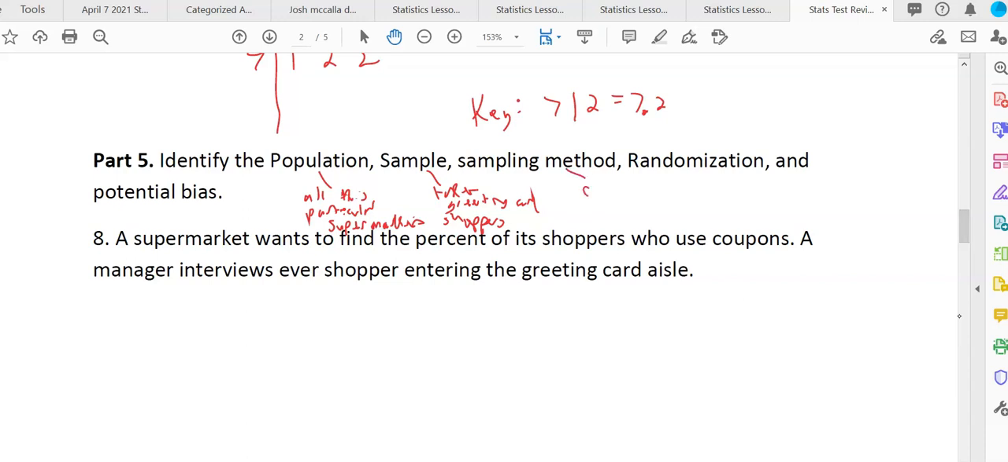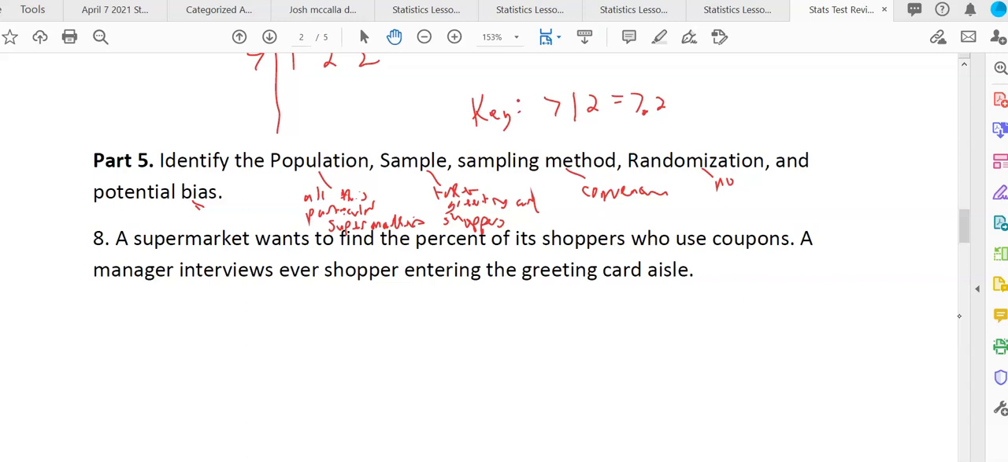Sampling method is certainly a convenience. Randomization, no, convenient method is not randomized. Bias, I mean, I'm not sure. Greeting card aisle, you're talking about people who are very thoughtful. So maybe thoughtful people use coupons more often. I'm not sure. So I think there is potential bias there because of the location, and maybe those people are especially, there could be response bias.